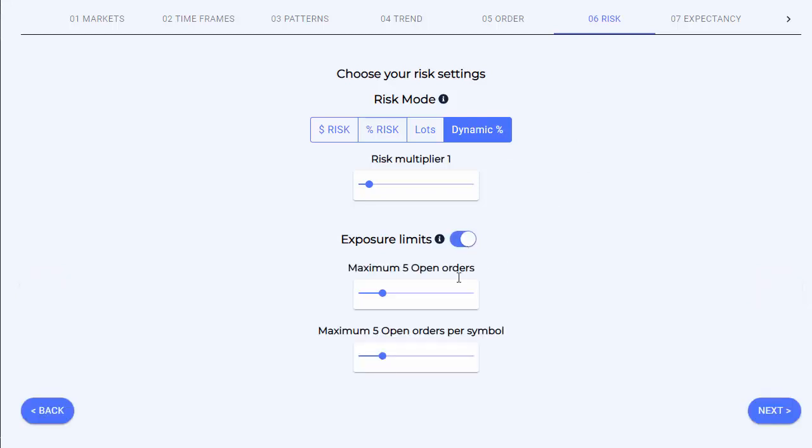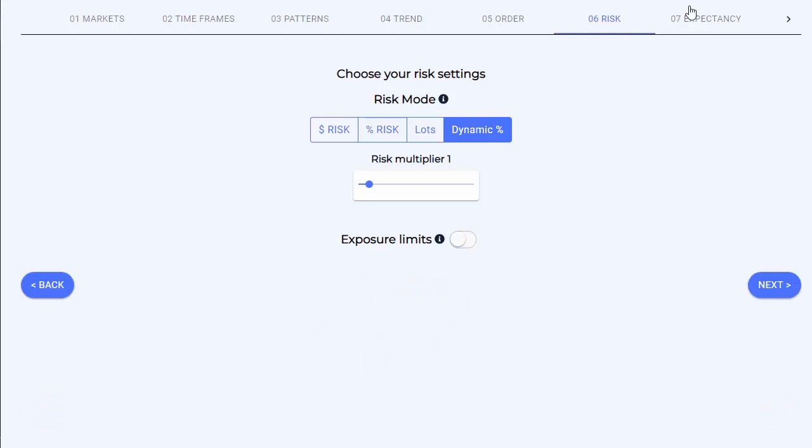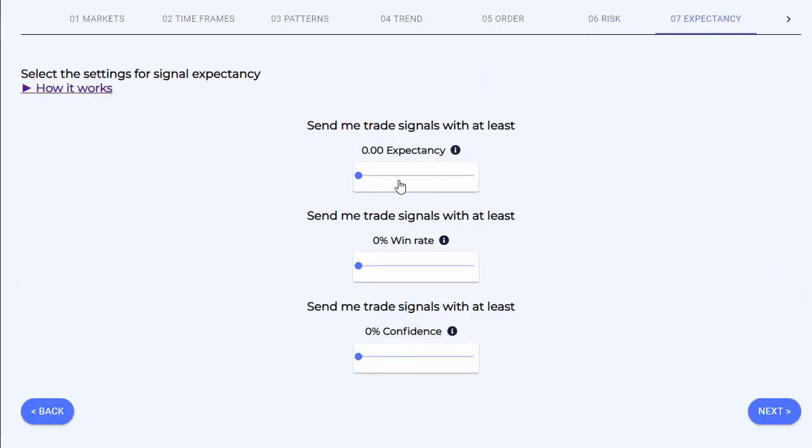Exposure limits, I can decide how many open trades I want to have as a max, so I can do all that sort of stuff. And then I come across to expectancy. Expectancy is basically the reward for any given trade based on the risk and the win rate. So we'll put a minimum expectancy in there of 0.2 for now. I'm not going to explain all that right now.